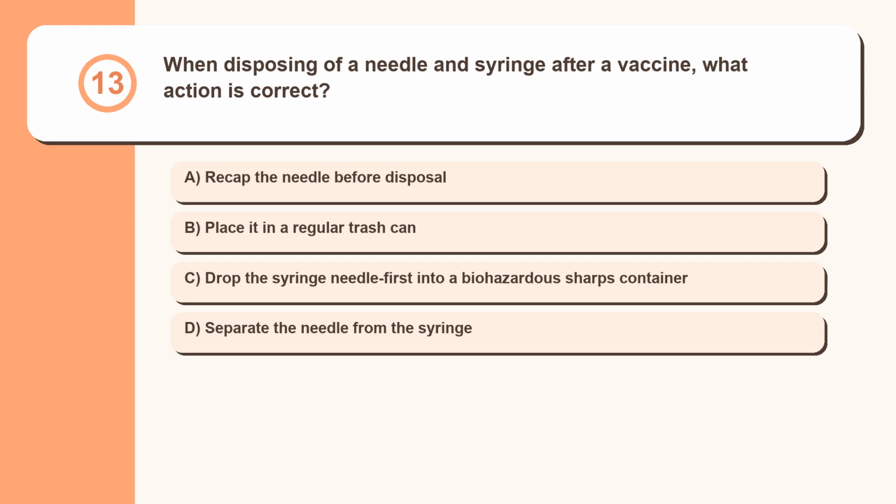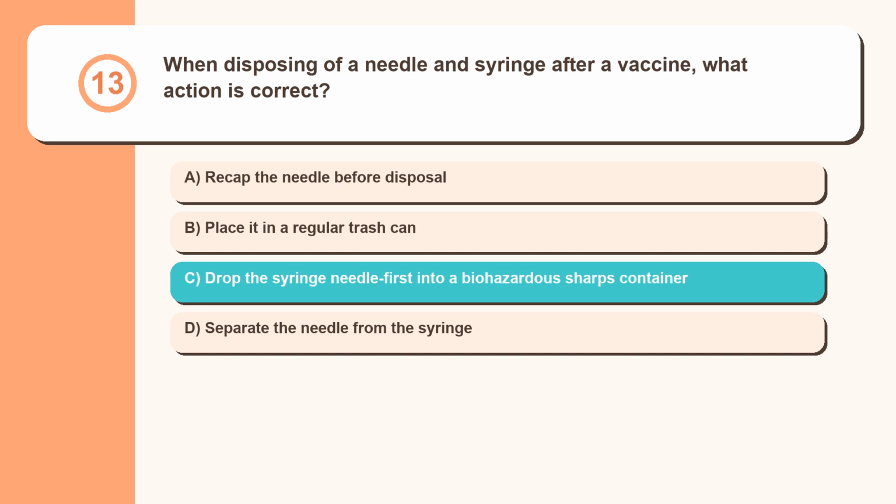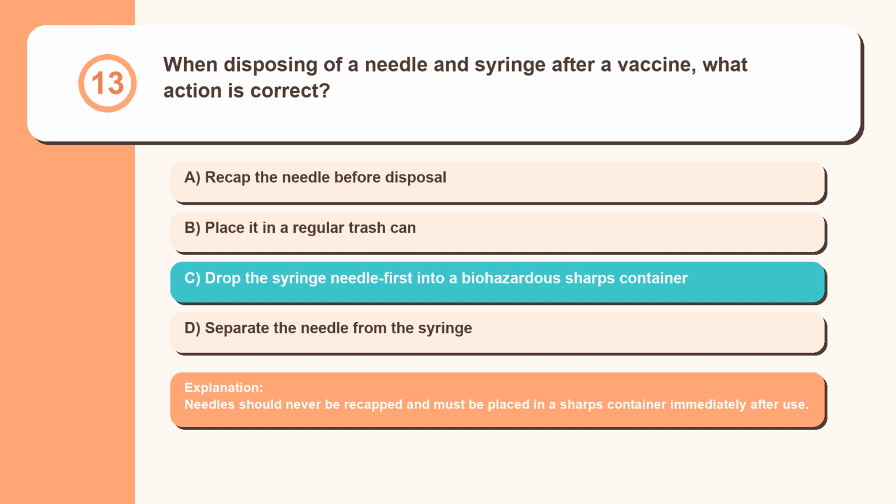Question 13. When disposing of a needle and syringe after a vaccine, what action is correct? Recap the needle before disposal. Place it in a regular trash can. Drop the syringe needle first into a biohazardous sharps container. Separate the needle from the syringe. Needles should never be recapped and must be placed in a sharps container immediately after use.